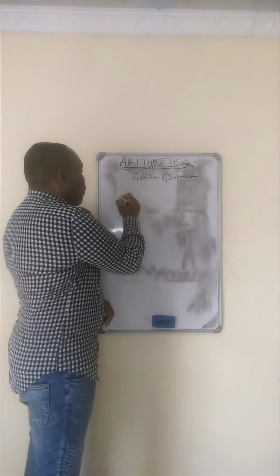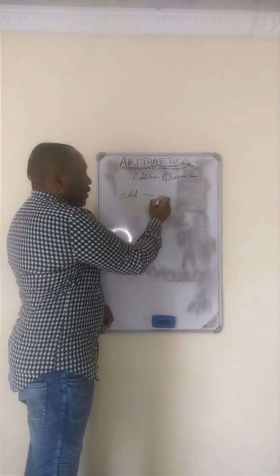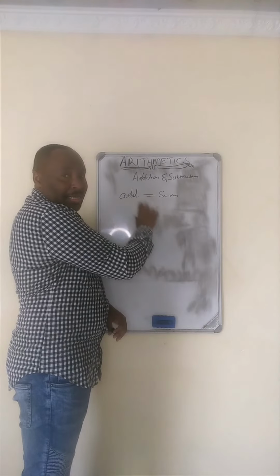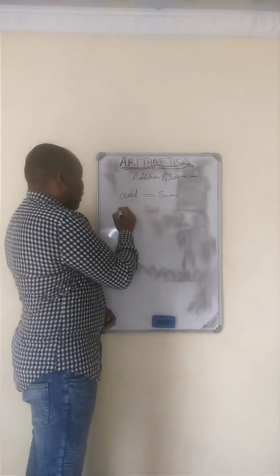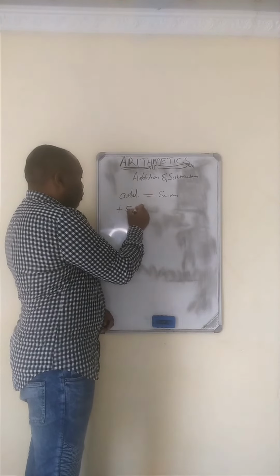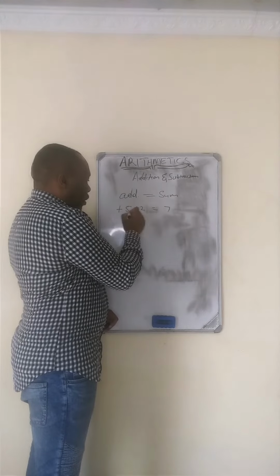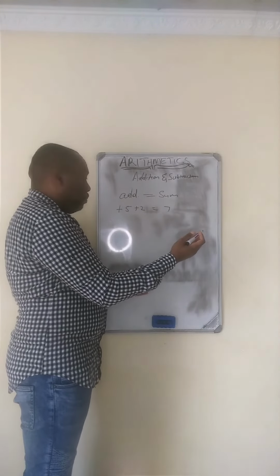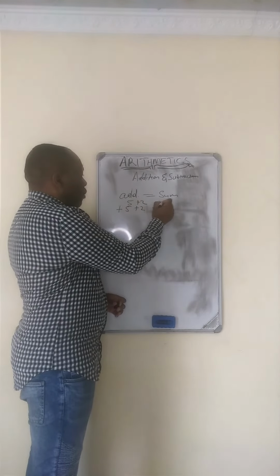Meaning, whenever we add, the result is a sum. When we are adding, that is a sum. If it's plus 5 plus 2, what we get is 7. Because the signs are the same, it's a plus, but we don't necessarily put a plus. As you would know, at times we would say 5 plus 2 is equal to 7.